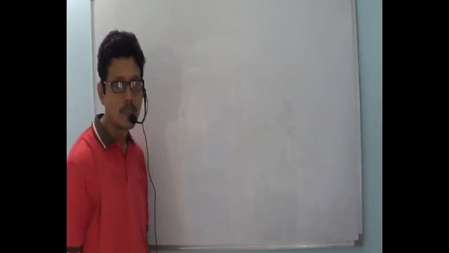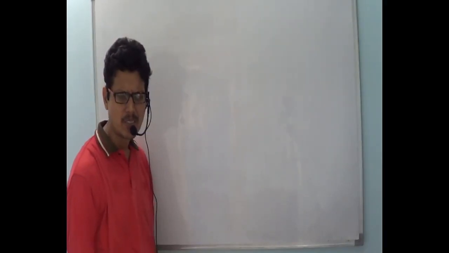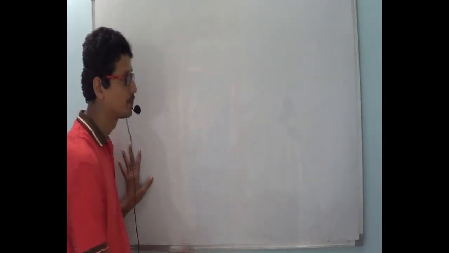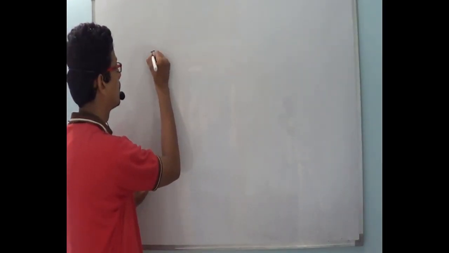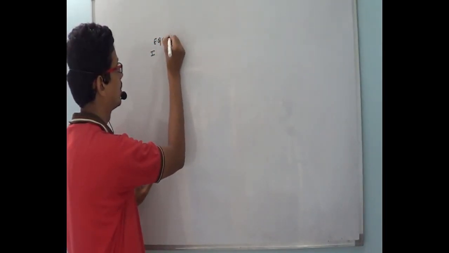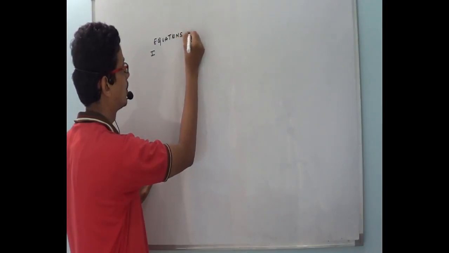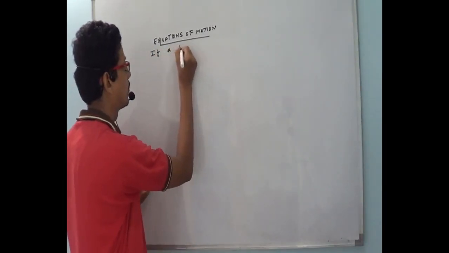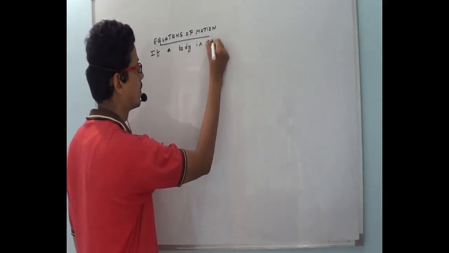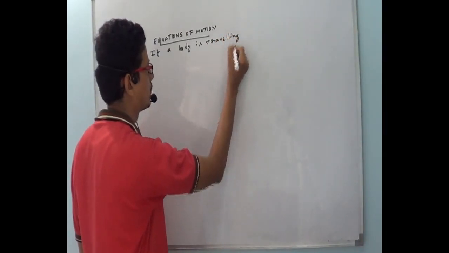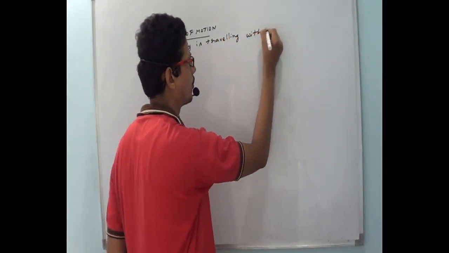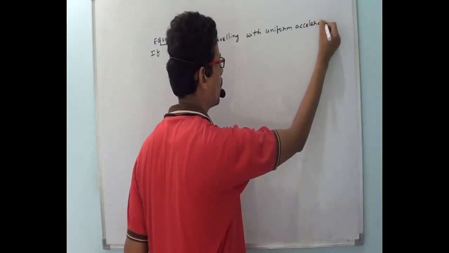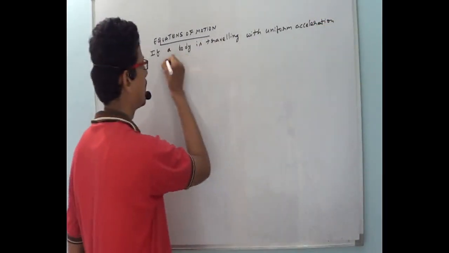So, yesterday I started the concept of acceleration, uniform acceleration. So, we have these equations of motion. When a body is traveling with uniform acceleration, what are the three equations of motion?